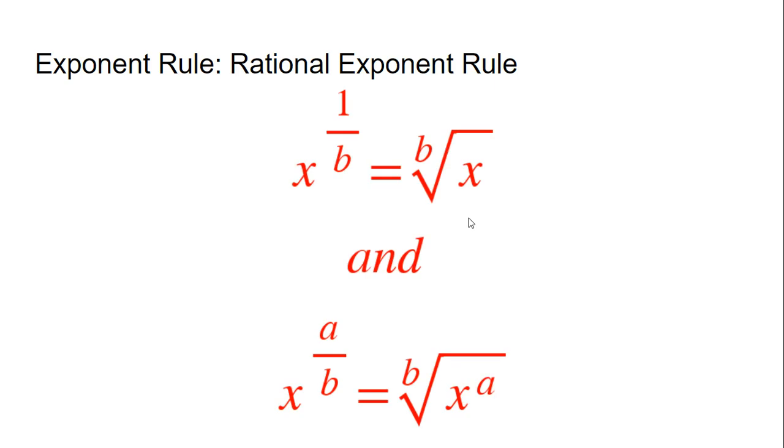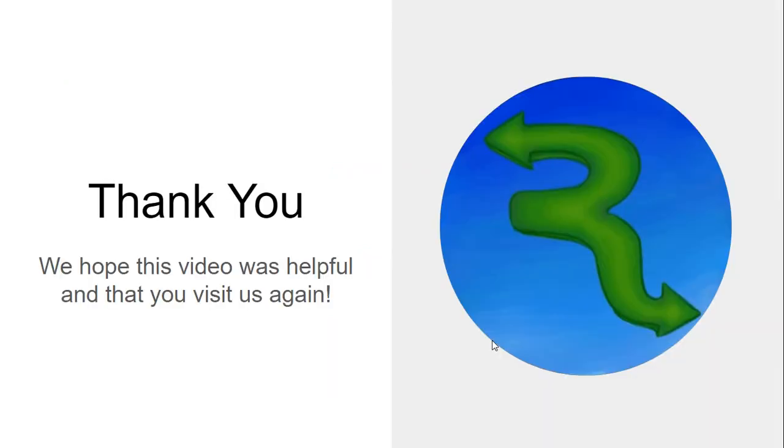Last but not least, a rational exponent is when we have an exponent that is a fraction. If I have x to the 1 over b power, that is the same thing as the bth root of x. So for instance, 1 over 3 would be the third root of x. 1 over 2 would be the square root of x, and so on and so forth. If my fraction has a value other than 1 in the numerator and then b in the denominator, it's the same thing as raising that to the power of the numerator, and then the denominator represents what root we're looking for.